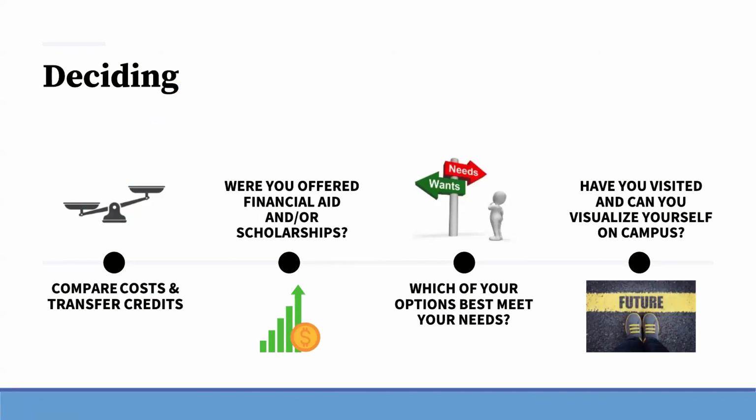So hopefully, if you're part of Degrees to Succeed, you've already made your decision, and things are good to go, and you don't need to do anything else. But if you're not, and you have some options, here are some things for you to consider. You want to compare costs and how your classes are going to transfer, and how many more classes or credits you will have when you move after. Were you offered financial aid and or scholarship money? You need to look at which of the options best meet your needs. And have you visited and can you visualize yourself on campus? Or have you participated in any online events, if you're looking to do an online program?